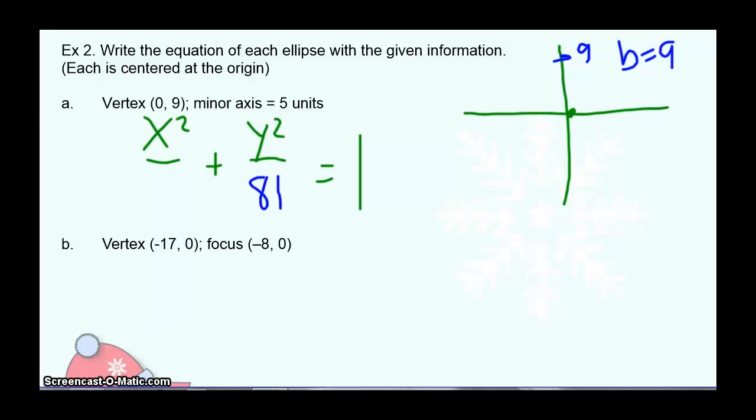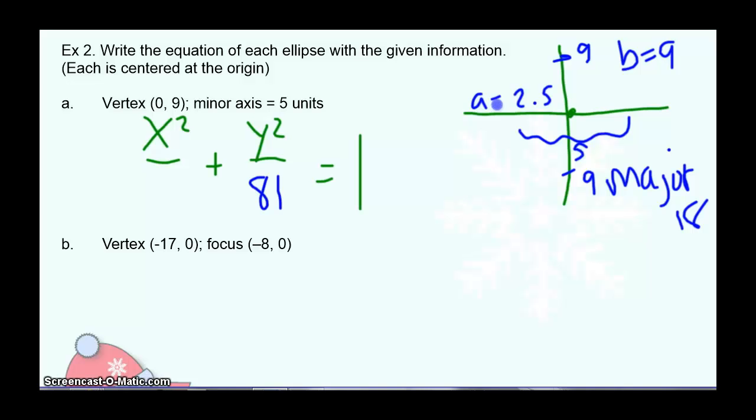All right, minor axis, that's the shorter axis. And obviously, I know my major axis is up 9, down 9, so my major axis would be 18, because major means bigger. So the minor axis is 5. That means from here to here is 5. That means from the center over is half. It's 2.5. So 2.5 squared, A is 2.5. 2.5 squared is 6.25. Normally these numbers are whole numbers, but you could get a decimal.